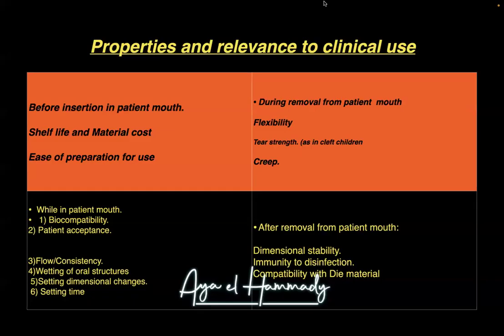And when I remove it from the patient's mouth, I need to take care of the flexibility of the material and the amount of tearing that might happen. When I remove it, is it going to tear and deform the shape, or is it going to maintain the shape even during removal? After removal, I need to check the dimensional stability. And if I apply disinfectant and wash it before sending it to the lab, is it going to deform or change in any way or not?